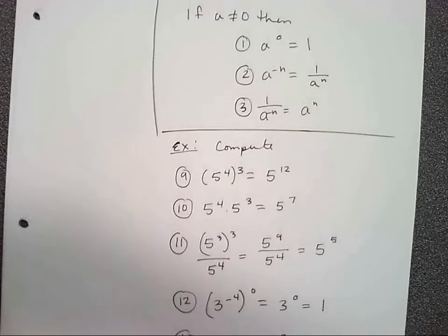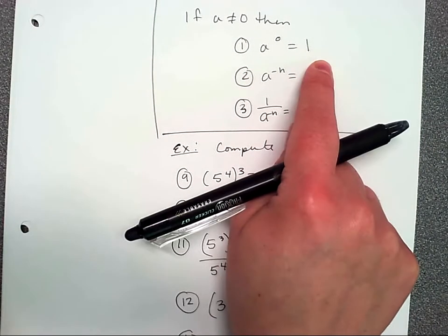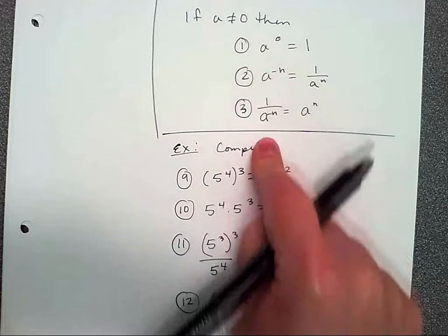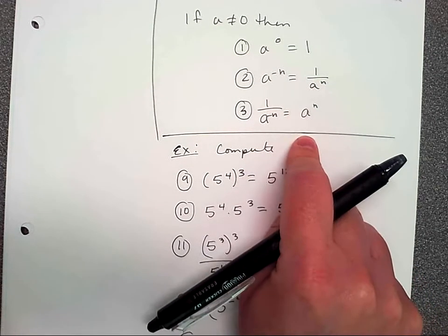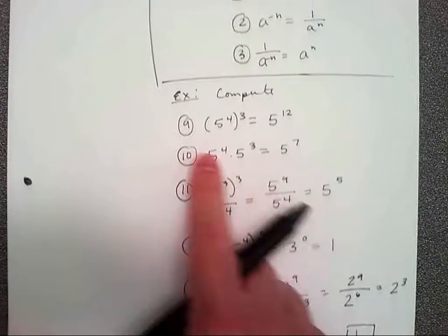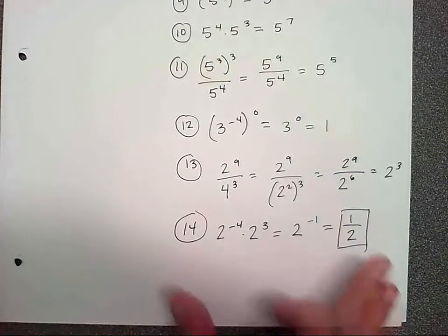Then we had some more rules. Anything to the 0 power is 1. If you have a negative exponent in the numerator or denominator, you switch its place and make the exponent positive. So then we did some examples. All right. So that's all that we're doing from the exponents. Now we're going to talk about scientific notation.